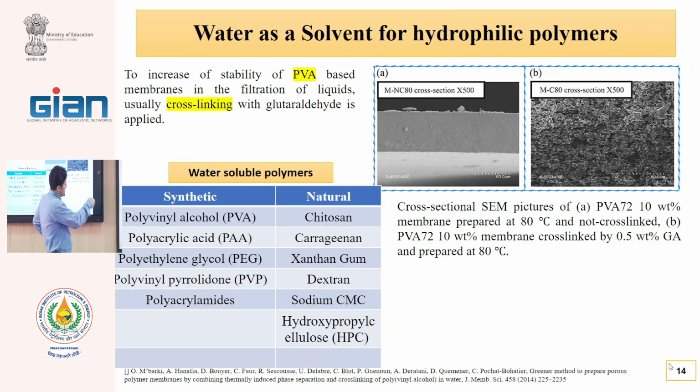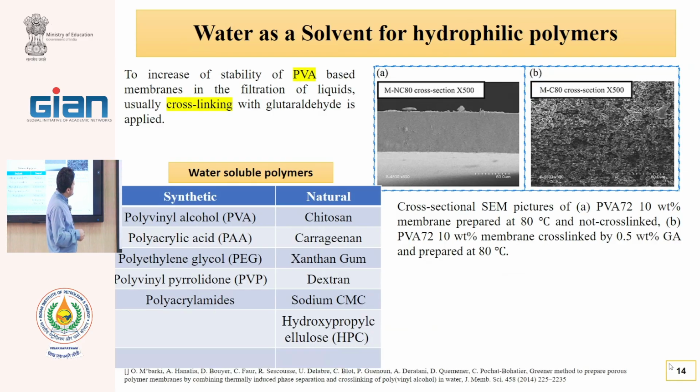Therefore, in this mixture of solvent, water and these polymers, we add a third component, mostly glutaraldehyde, as a cross-linker, so that during the curing of the membrane, during the cross-linking, the solubility of the membranes will be removed.